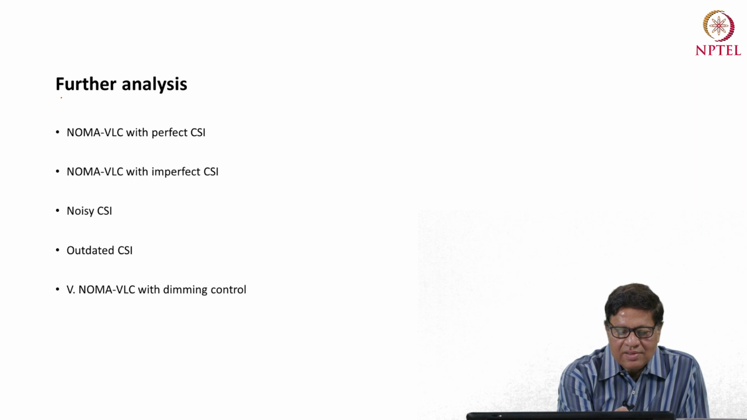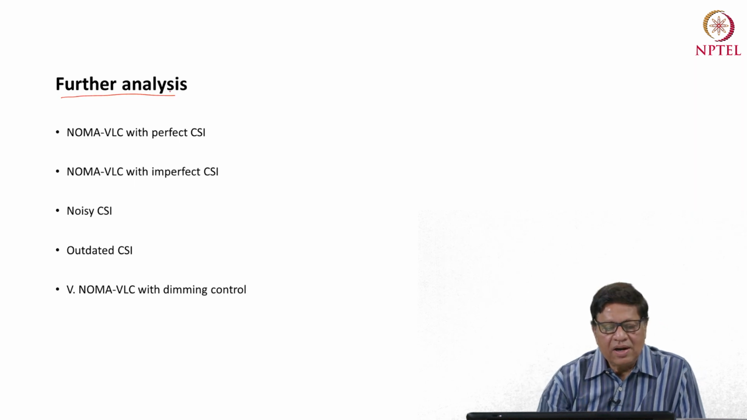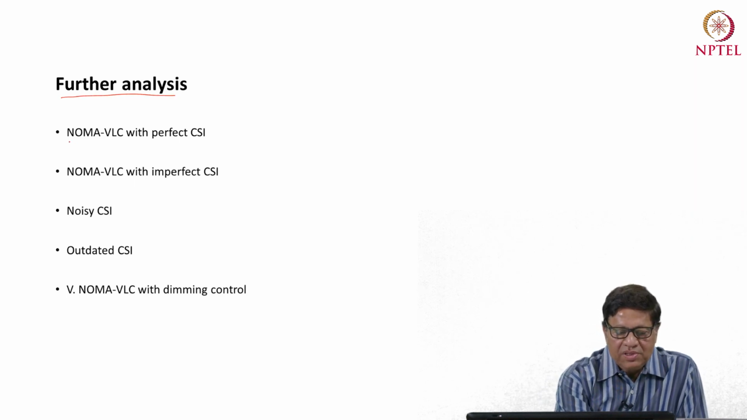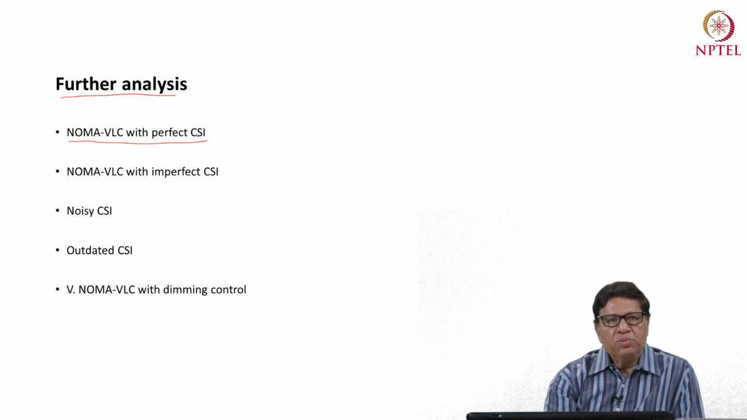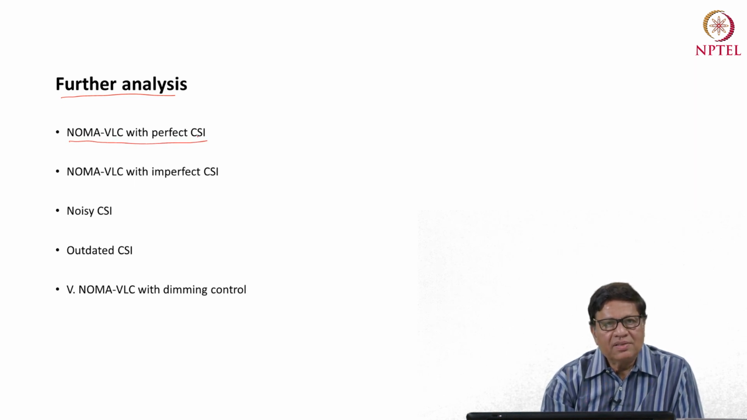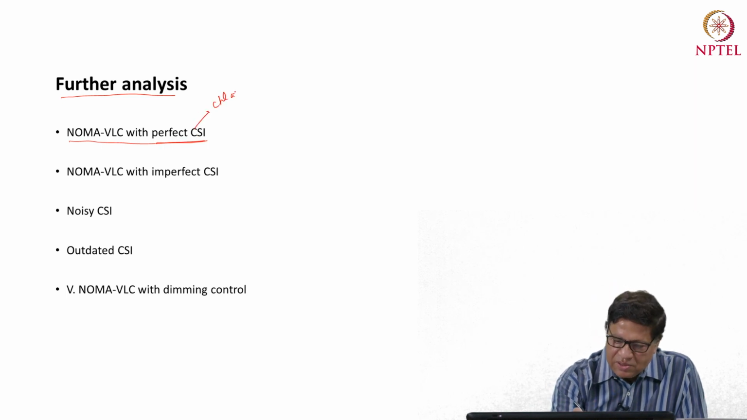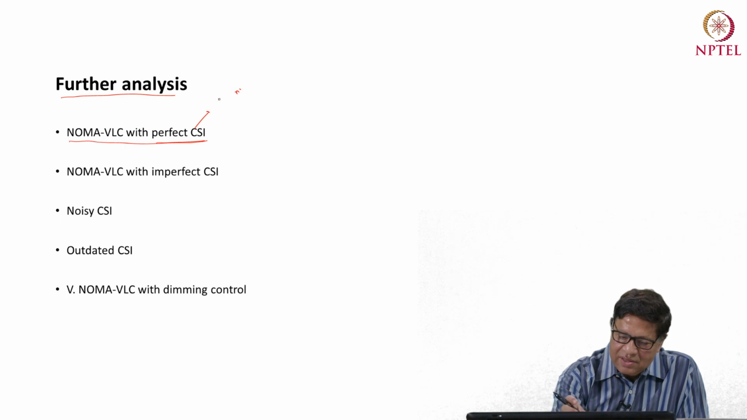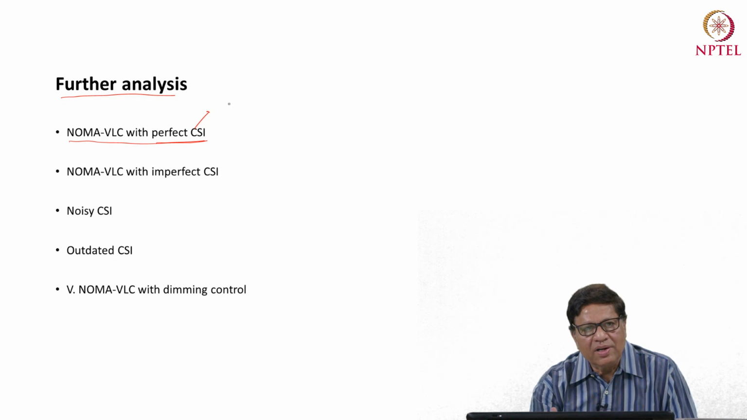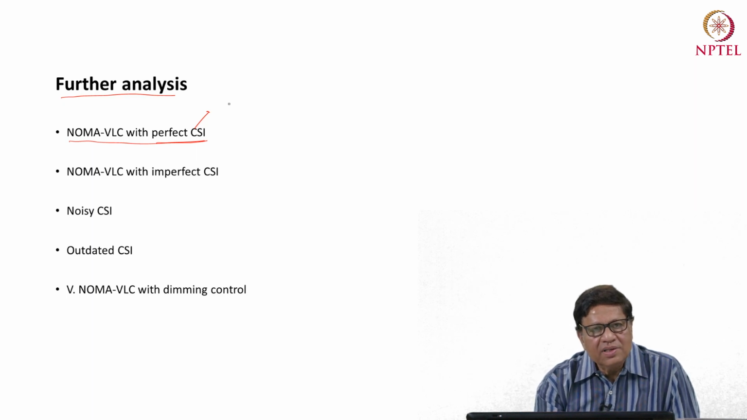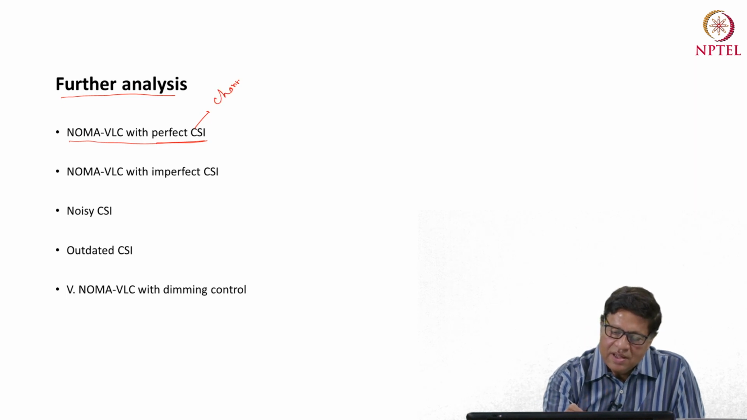There are further analyses which one can do, because NOMA VLC assumes perfect channel state information. You require channel state information for successive interference cancellation, because you have to find out the order. So you have to correctly measure the channel state information, or DC channel gain.